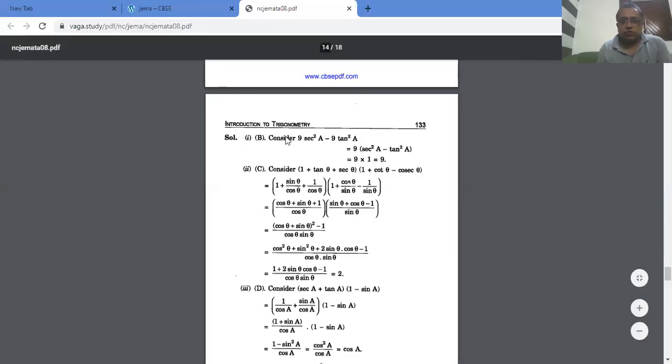So this question number... to prove that 9 sec square a minus 9 tan square a, we have to select one of the options that are given there.